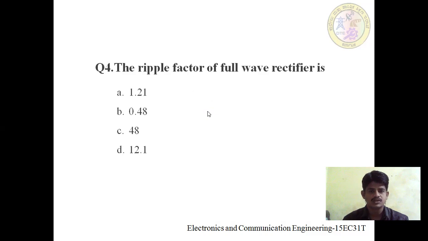Let's move on to the next one. The next question is: the ripple factor of a full wave rectifier is option A 1.21, option B 0.48, option C 48, option D 12.1. So the ripple factor of a full wave rectifier. In the beginning we discussed that compared to half wave, the full wave has a lesser amount of ripple. Okay. So guess which one is the correct answer?